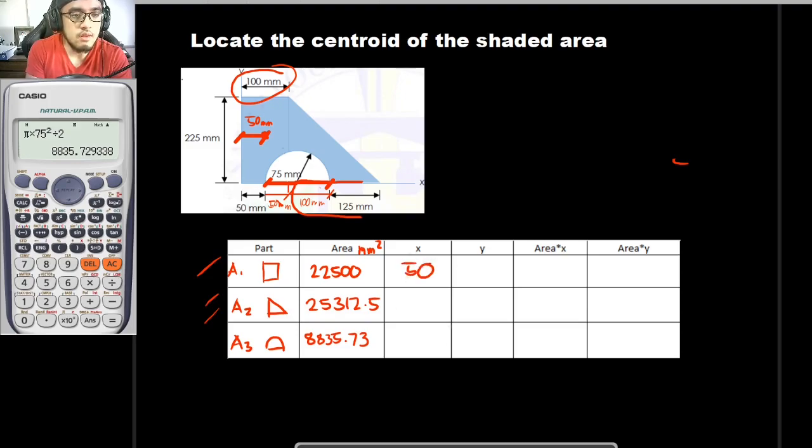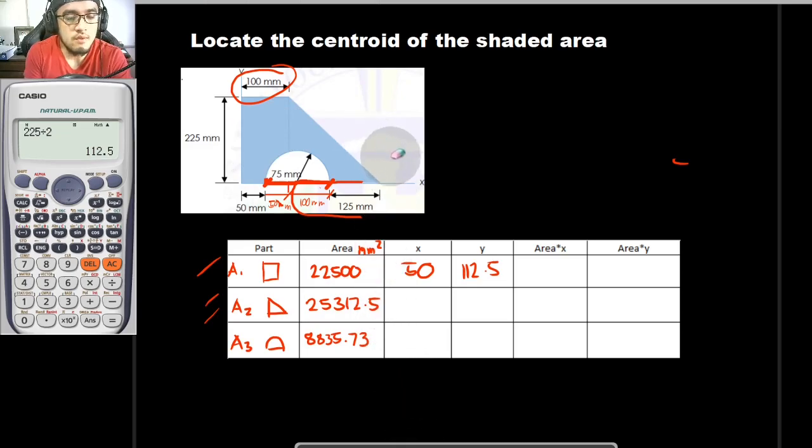And as for the bar y of this rectangle right here, it would be half of the depth, which is 225 divided by 2. I mean that coordinate right there is equal to 225 divided by 2. So that is to be 112.5. And I would be erasing this.